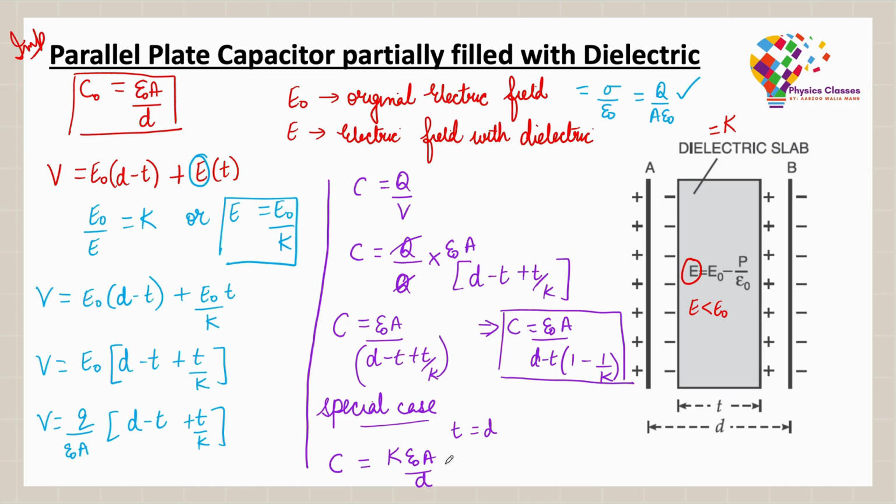So if you compare this equation, let's call it equation 2, and equation 1, you can very easily see that the new capacitance is K times the original capacitance. So basically, if you fill the capacitor with the dielectric, the capacitance becomes K times. That is how the dielectric affects the capacitance of a capacitor.